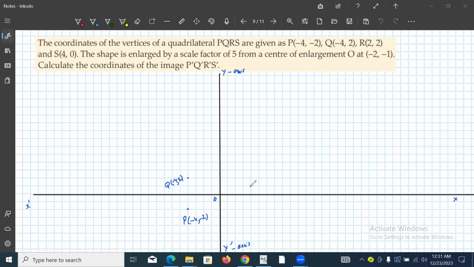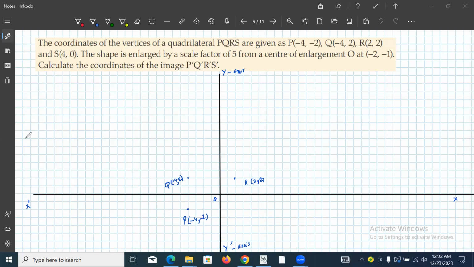After this we have R, which is 2, 2. 2 units right from 0, or 2 boxes right and 2 units up. This is the point which we can say is R, and it is 2, 2. And lastly we have S. S is 4, 0.